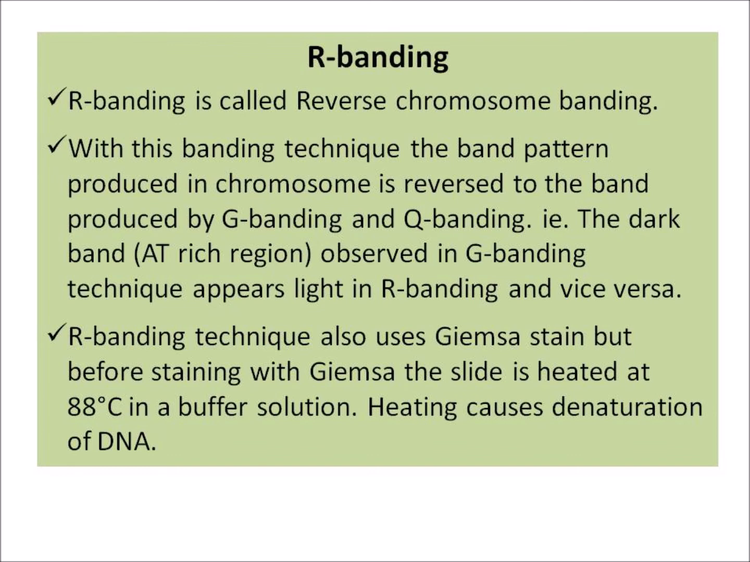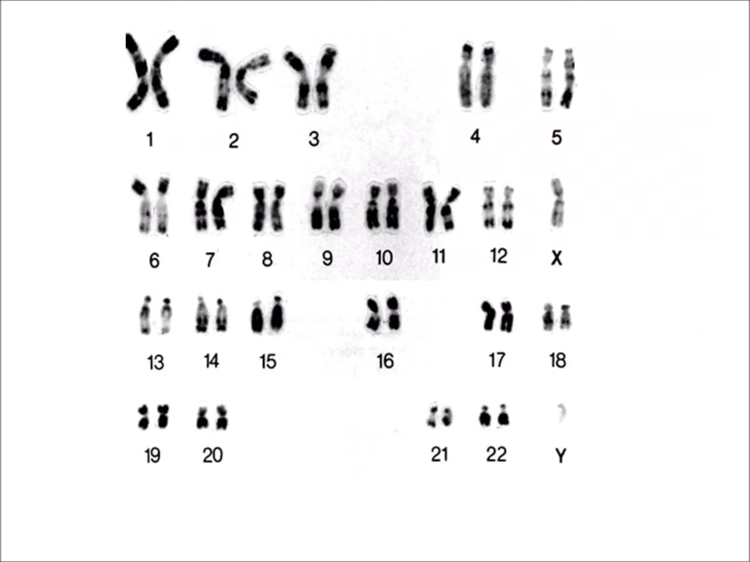R banding technique also uses Giemsa stain, but before staining with Giemsa, the slide is heated at 88 degrees Celsius in a buffer solution. Heating causes denaturation of DNA. See, this is the R banding pattern. See here, actually this is used to identify the X chromosome.